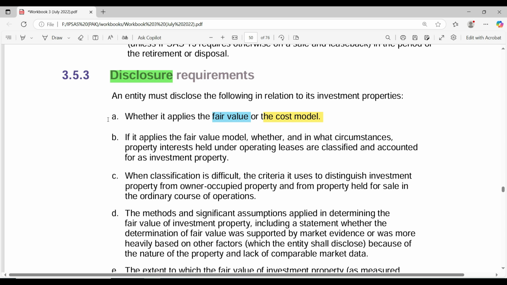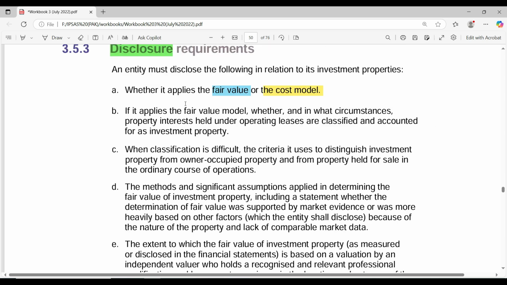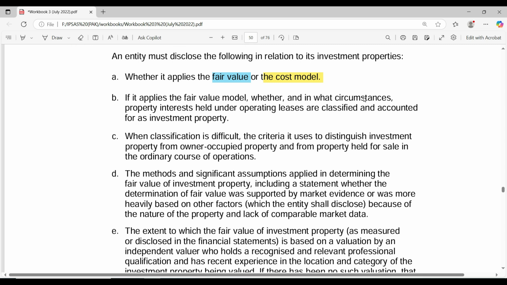Here are the disclosure requirements, the end of this IPSAS. An entity must disclose the following in relation to investment properties: whether it applies the fair value or the cost model. It should be described in disclosures, which is very important.